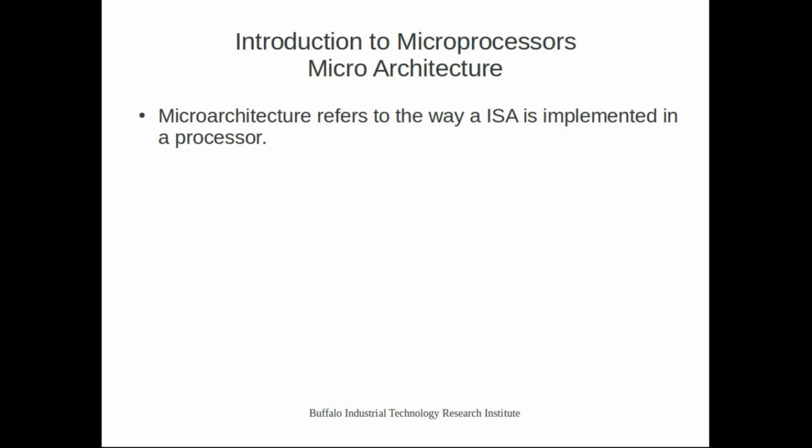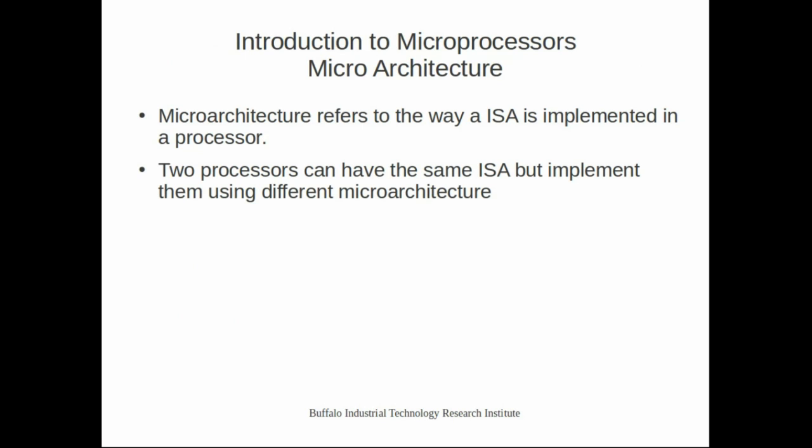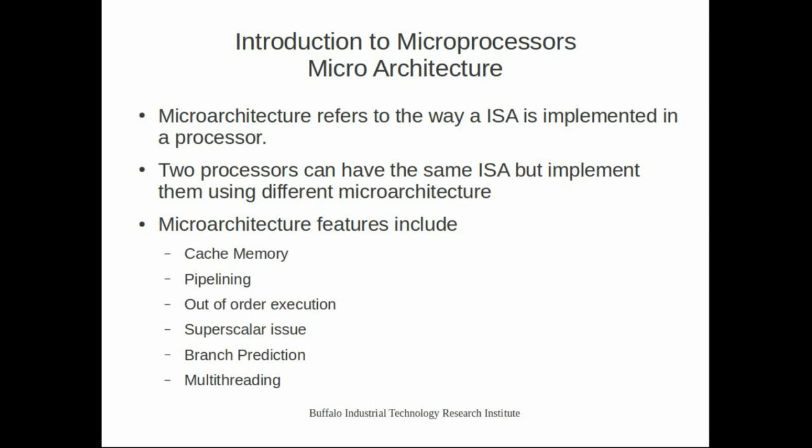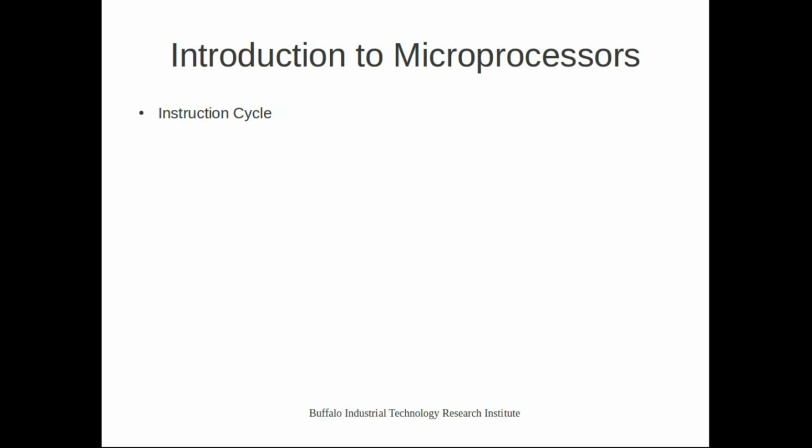Microarchitecture refers to the way an instruction set architecture is implemented in a processor. Two processors can have the same instruction set architecture but choose to implement it in different ways. Microarchitecture's features include cache memory, pipelining, out-of-order execution, superscalar execution, branch prediction, multi-threading, etc. In a one-man machine, an instruction cycle had the following operations. The instruction had to be fetched from the memory, decoded by the control unit, then executed in the arithmetic logic unit, and the result is returned back to the memory or register wherever it had to go.